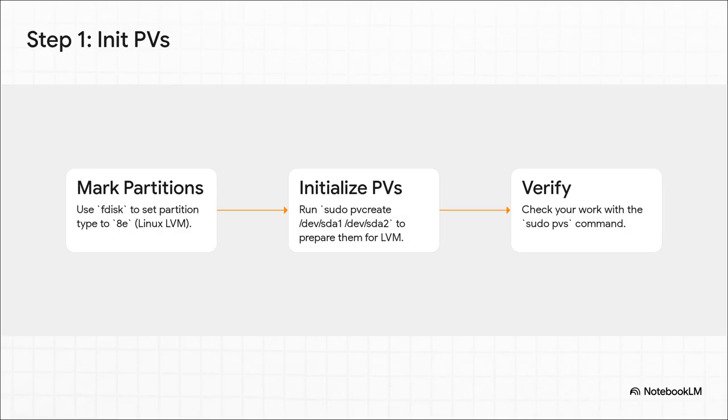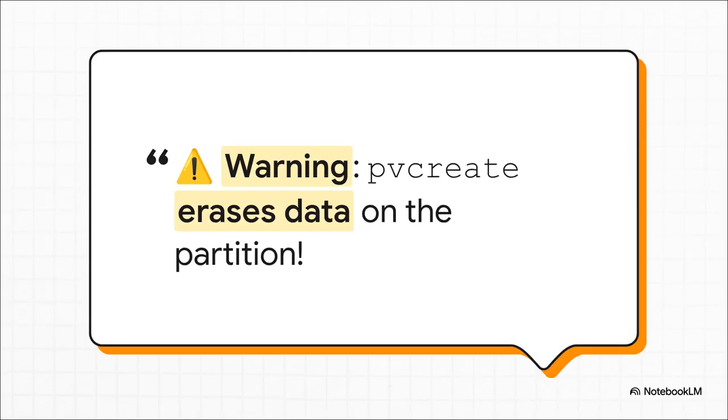This command basically slaps a label on the partition that says, "Hey, LVM, I'm ready to be part of your storage pool." And listen up, because this is super important. When you run pvcreate, it writes some data to the beginning of the partition, and that will absolutely destroy any file system that's already there. So I'm going to say it again, never ever run this on a partition that has data you care about. Always start with a clean, empty partition.